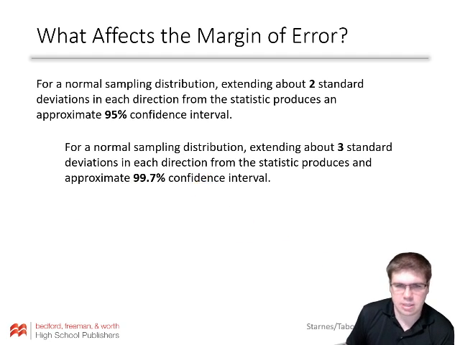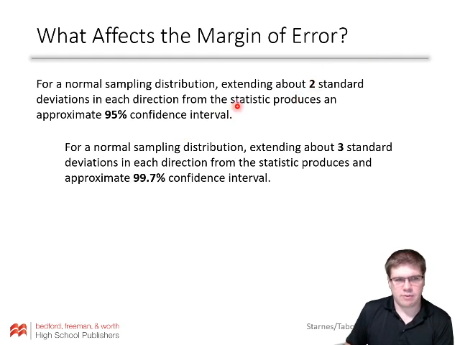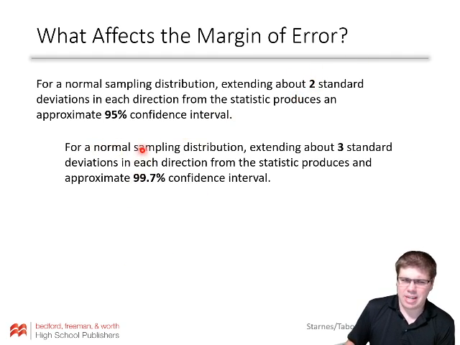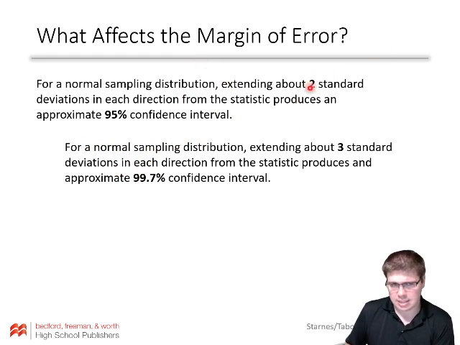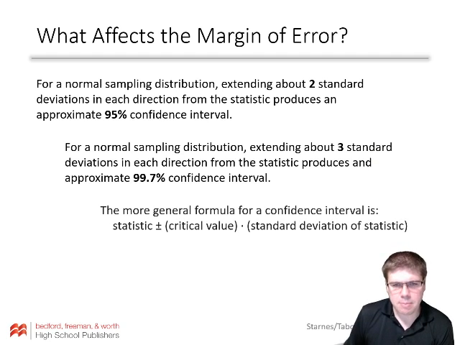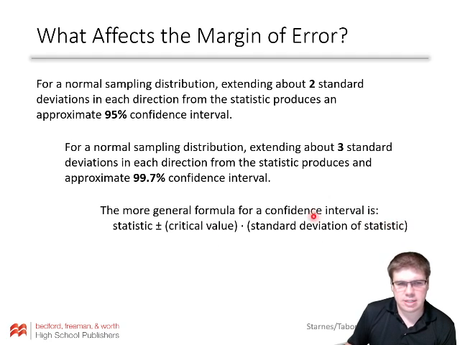So we'll start pretty simple there, but of course we'll want to be more precise than exactly 2 standard deviations, and we want to do things in between. Like, what if I want to do 99%? Where does that fall? It's not 2 standard deviations, it's not 3, it's somewhere between 2 and 3. But we'll get there. The more general formula for a confidence interval is statistic plus or minus critical value times standard deviation of statistic.